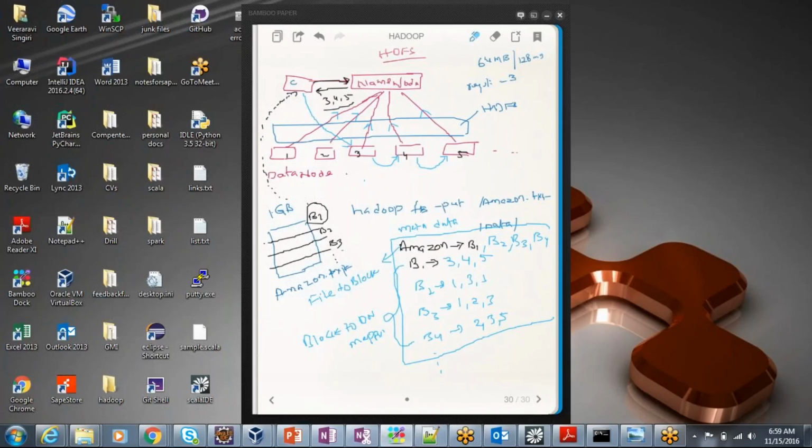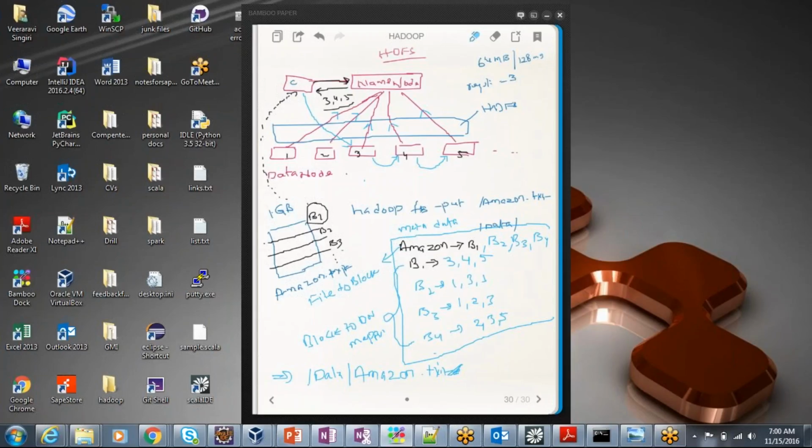Your master is saving the namespace. Namespace is nothing but the address where the file is, like C colon slash entertainment slash movie slash, the path. Your name node maintains that kind of path, which is called the namespace. So where is the Amazon file in HDFS? The Amazon file is at slash data slash amazon.txt. This is the path, and this is called the namespace. Your name node maintains it. That's why we call the master a name node, because it maintains the namespace.